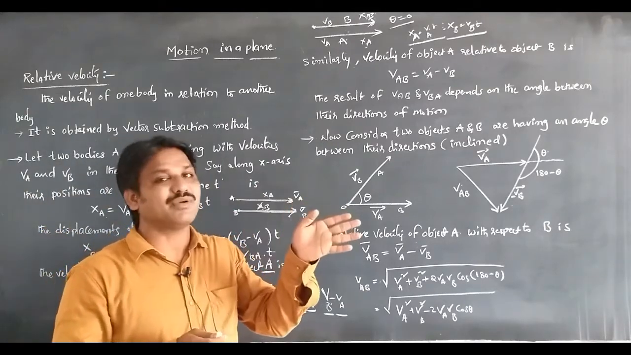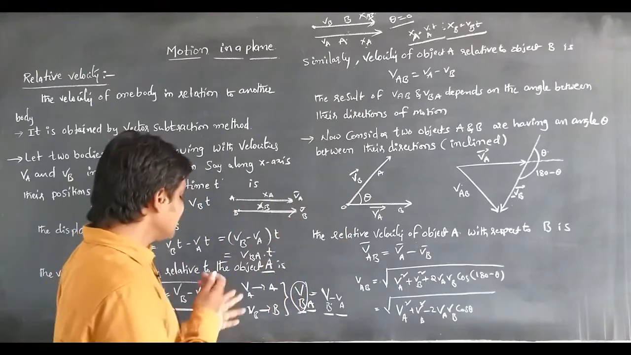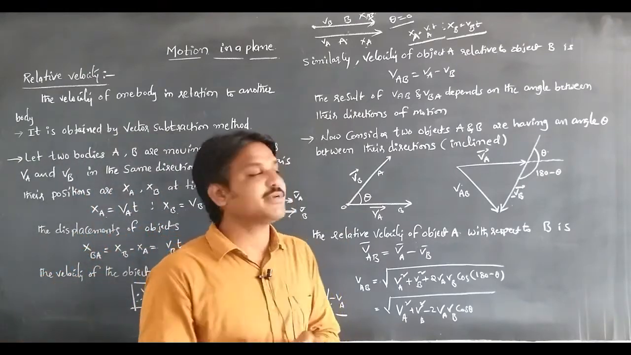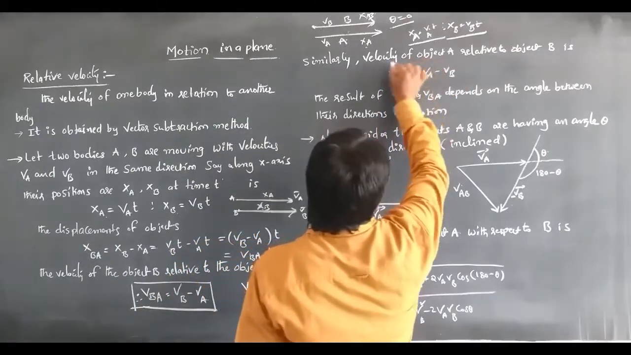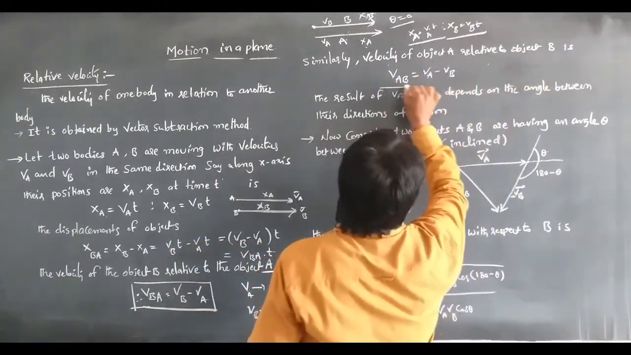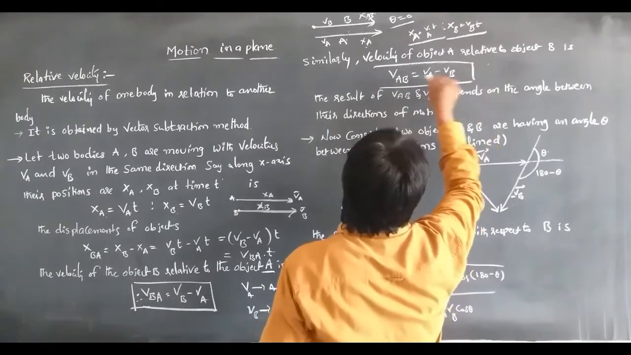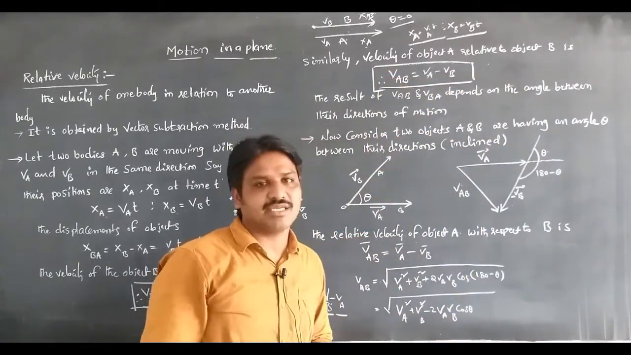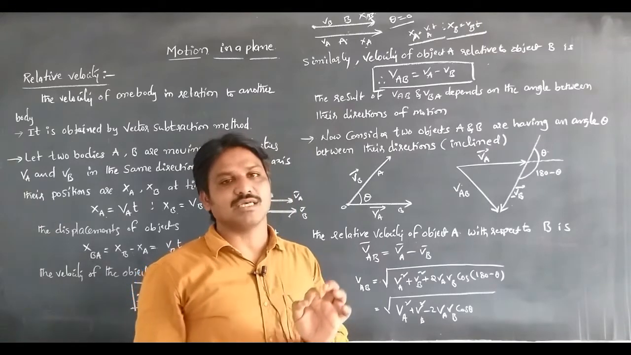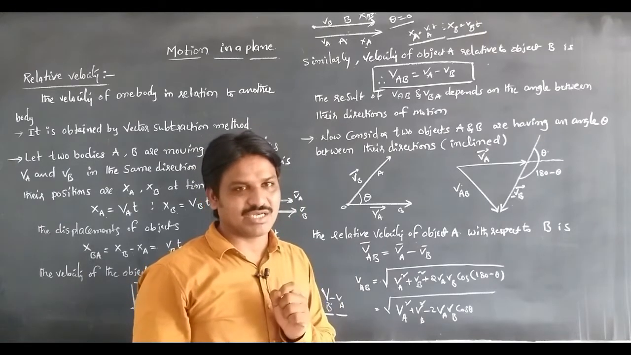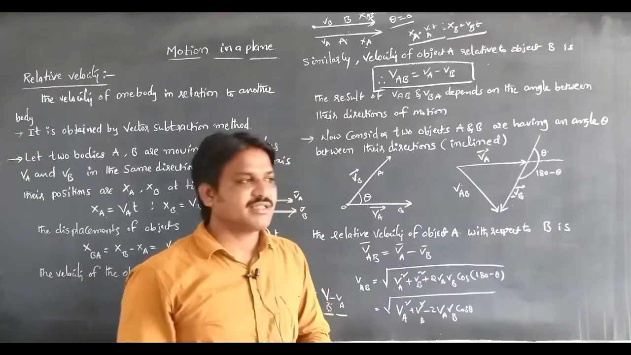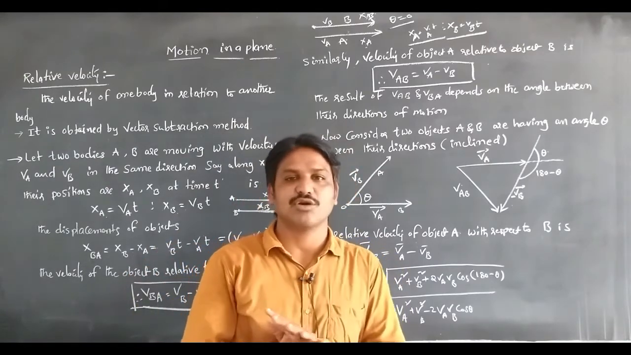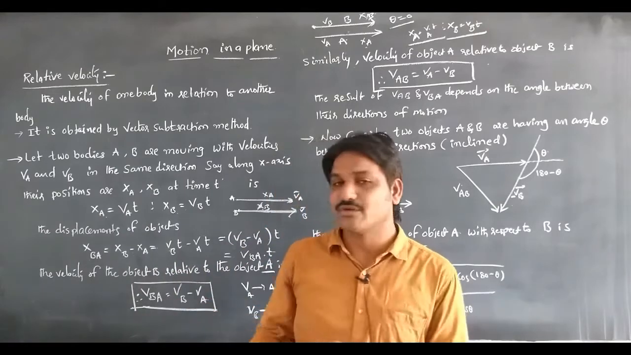whenever the two bodies are moving in the same direction. Then similarly we can write that the velocity of object A with respect to object B, VAB, is equal to VA minus VB. This is the equation for the relative velocity, when the bodies are moving in the same direction. If two bodies are moving in the same direction, according to their positions we can write the relative velocity.